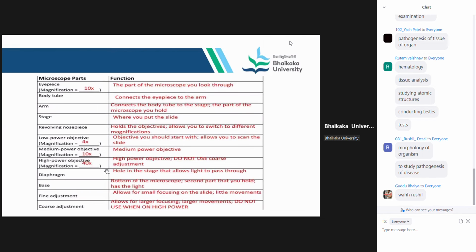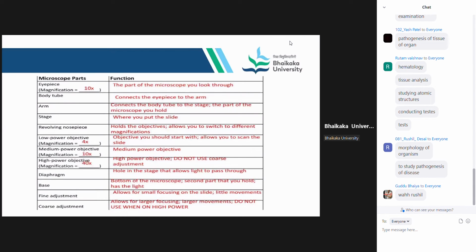Then comes the diaphragm, the hole in the stage that allows light to pass through. The base of the microscope is the lowermost part on which the whole equipment rests, and that is the second part you hold whenever you are shifting the microscope from one table to another. And lastly are the fine adjustment and the coarse adjustment screws.